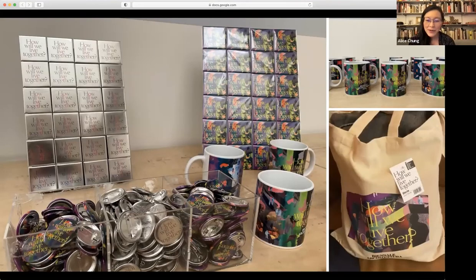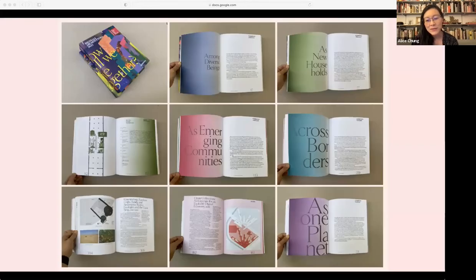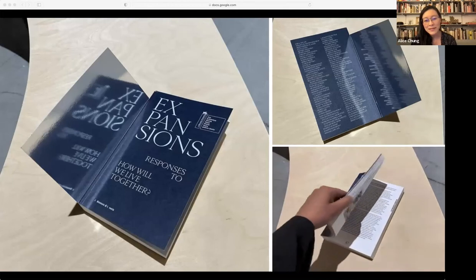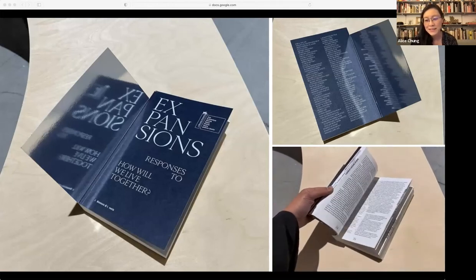The identity program extended into the gift shop, where you could pick up any one of the five books we designed for the exhibition. The two-volume catalog, a short guide, a book documenting how will we live together in 11 different cities. And lastly, responses to how will we live together from 88 architects, urbanists, theorists.